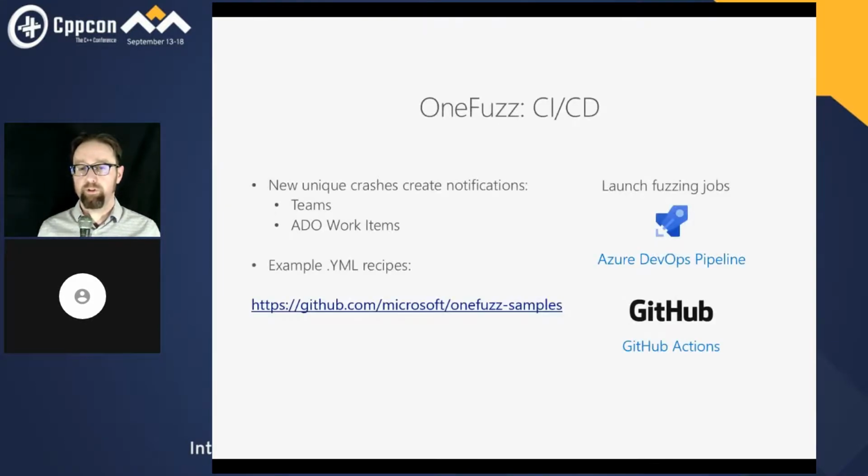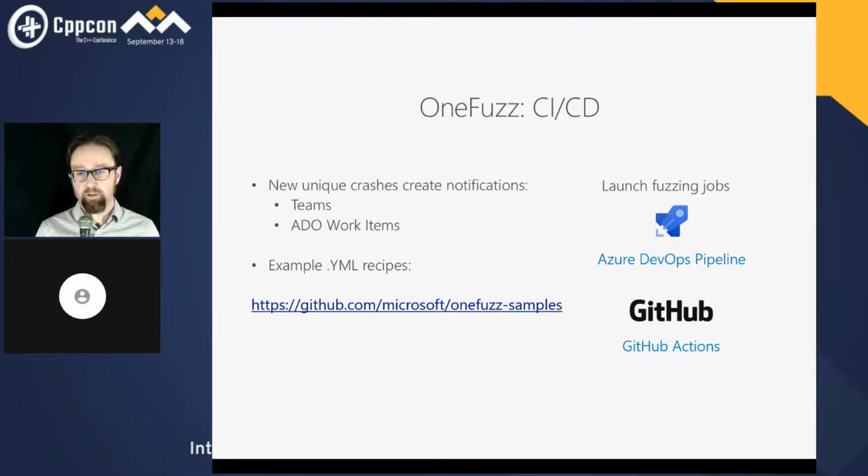When we talk to developers, they want the fuzz testing process to vanish into their build system and to kick off automatically. So in the OneFuzz samples directory linked from this slide, you'll see example YAML files that show how to launch fuzzing jobs from an ADO pipeline, and how to launch fuzzing jobs from GitHub Actions. And we also have examples on how to do new unique crashes and have those create notifications in Microsoft Teams or as ADO work items.